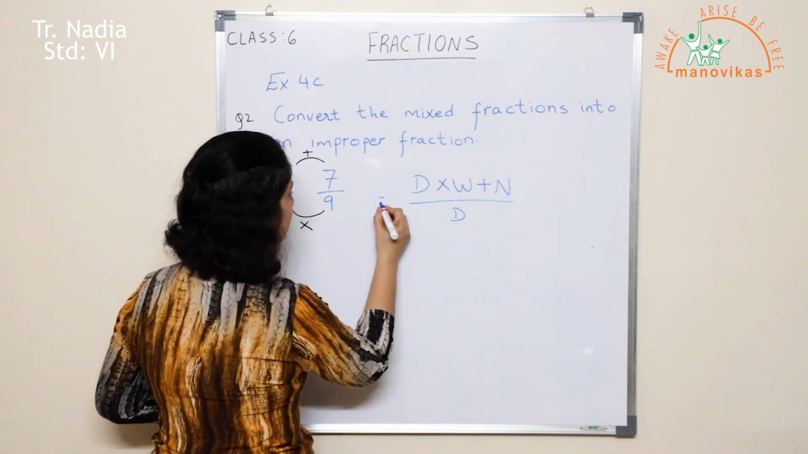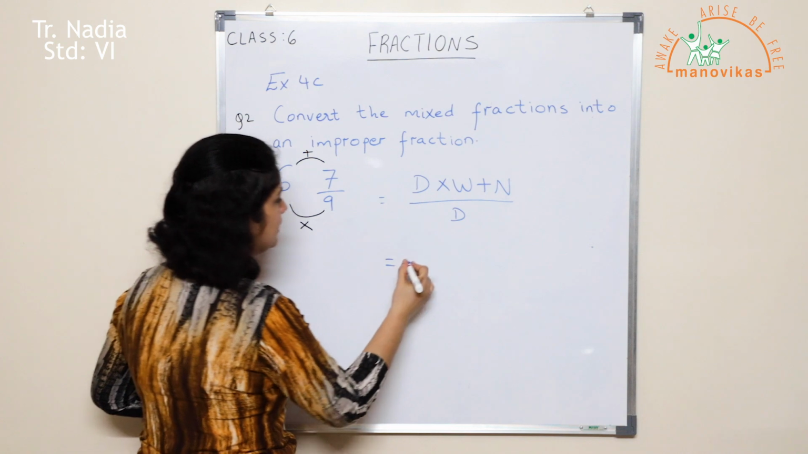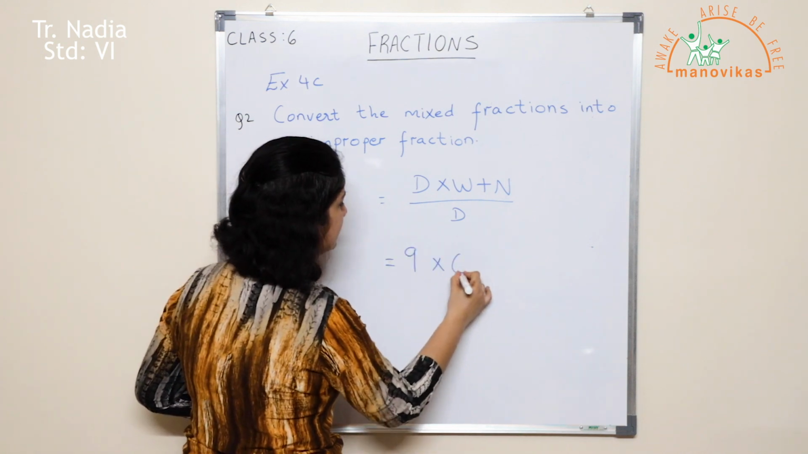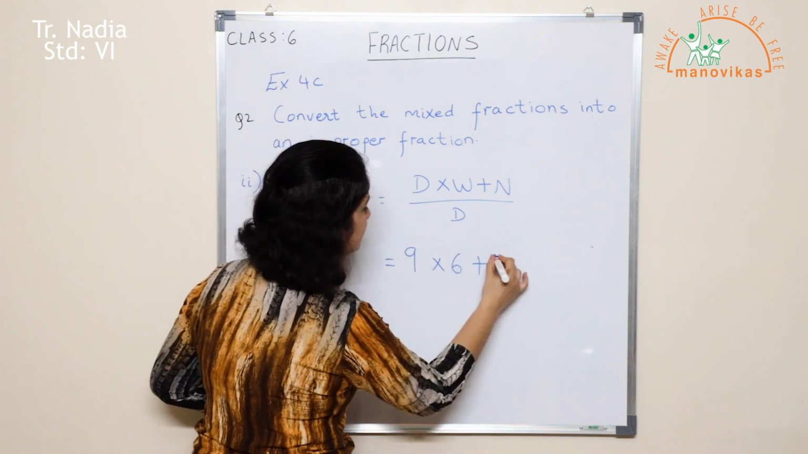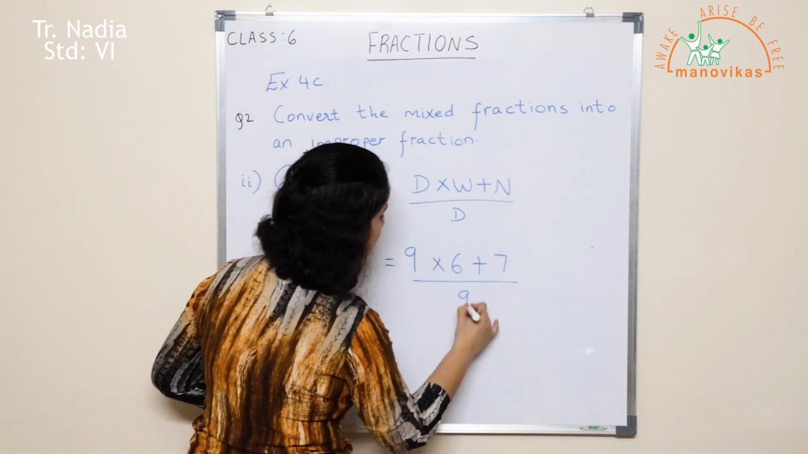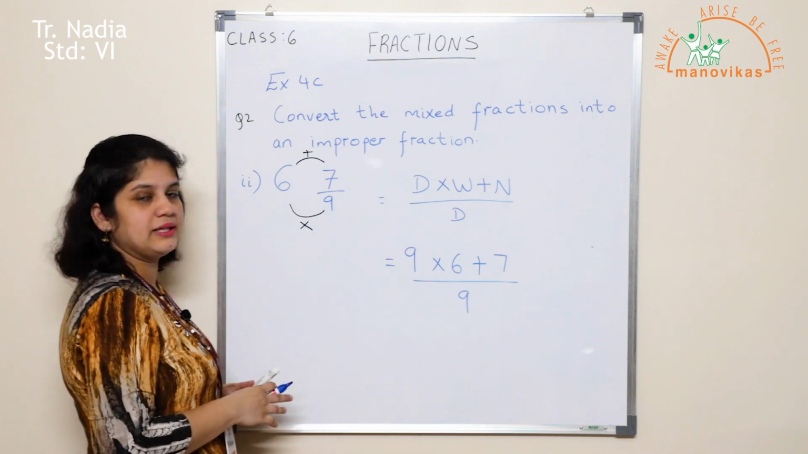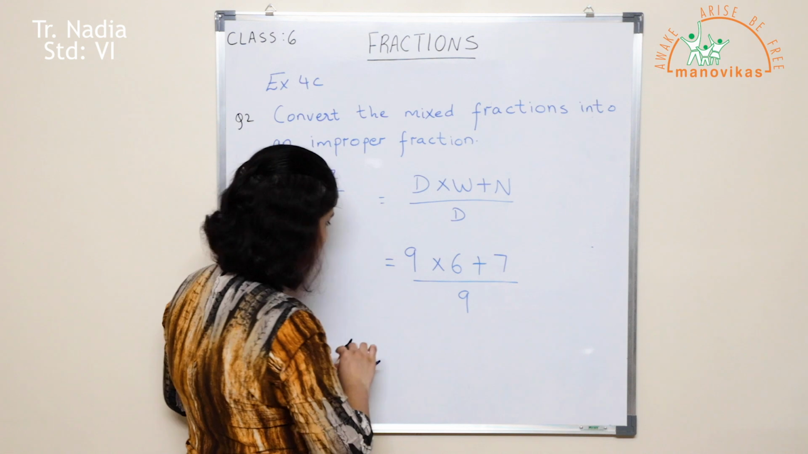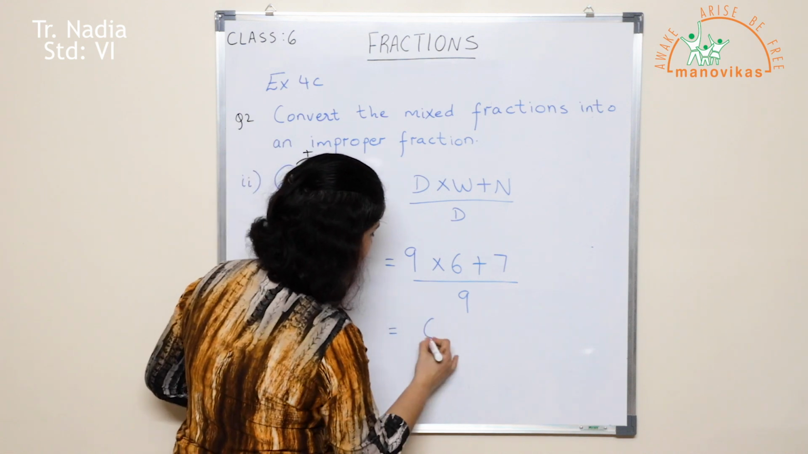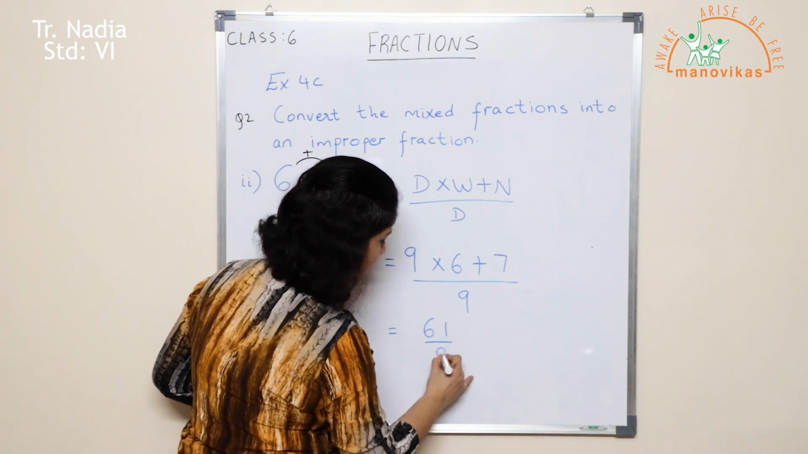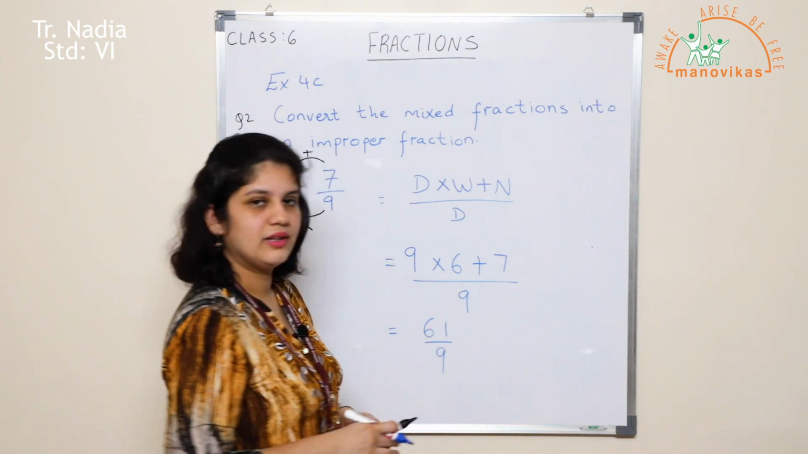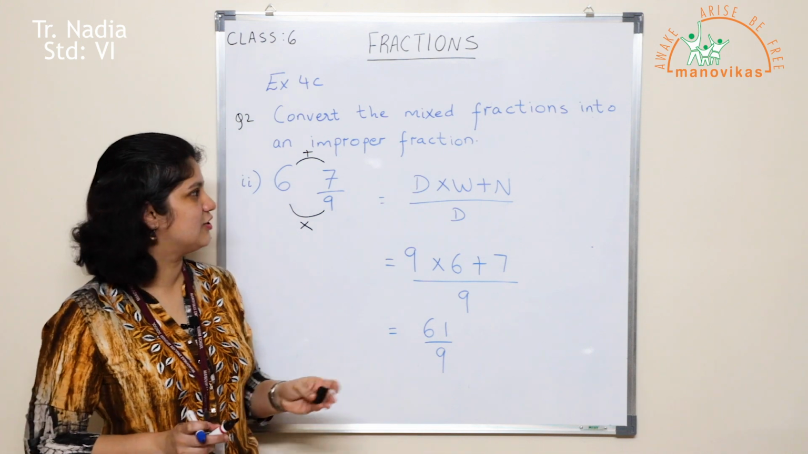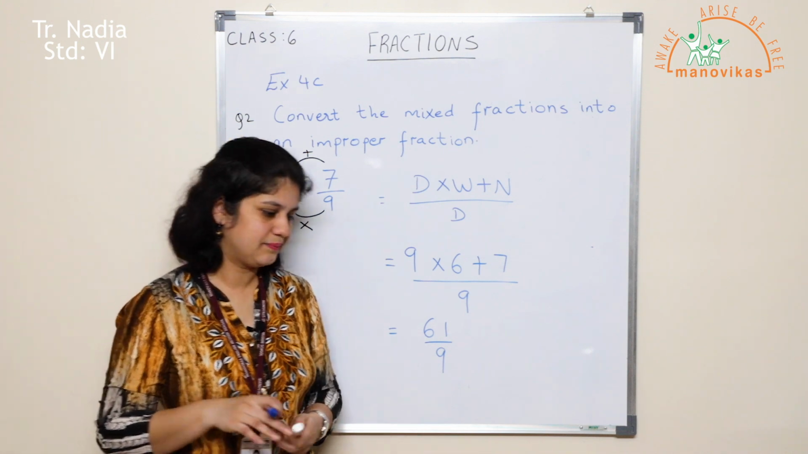Your next step will be putting the values. Denominator has a value of 9, whole number has a value of 6, numerator has a value of 7 upon denominator, that is 9. What is 9 multiplied by 6? 54 plus 7, 61. So the answer is 61 upon 9. Okay, I hope this is clear to you all.